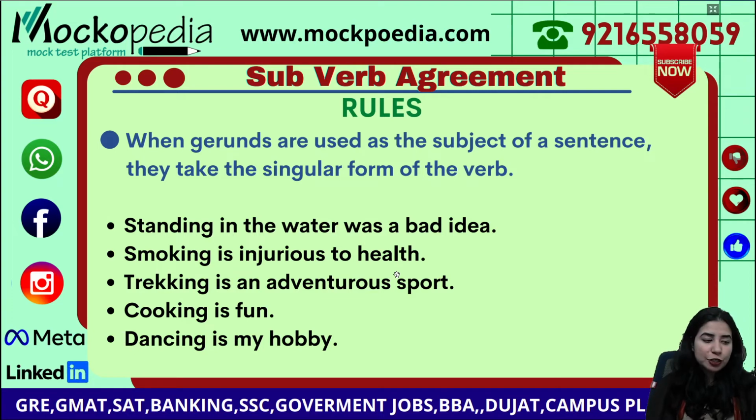Trekking is an adventurous sport. So if you will see, in this case trekking is the subject, which is also a gerund. The verb is, right? Come to the next statement. Cooking is fun. So cooking is the gerund and the verb is, which is singular in nature. Dancing is my hobby. Again, dancing is the subject, which is a gerund, and is is the verb here. I hope we are clear with this, right?